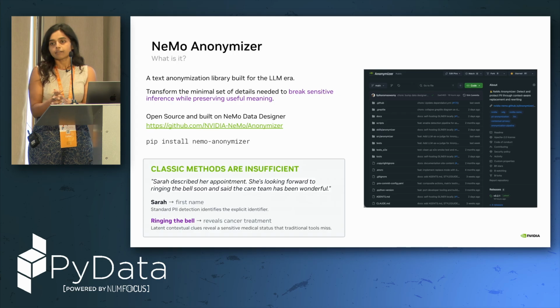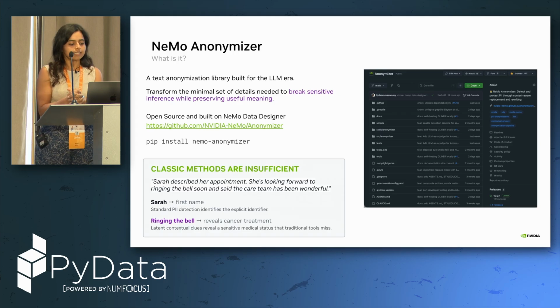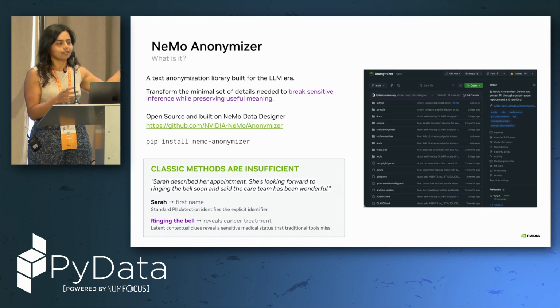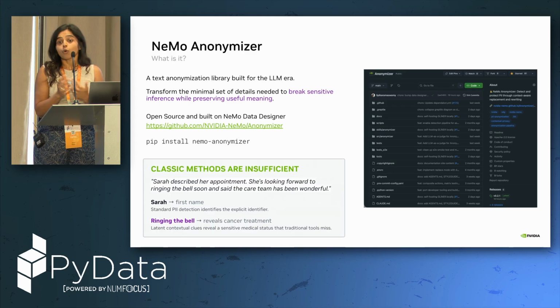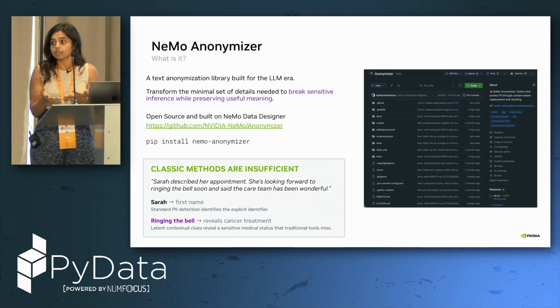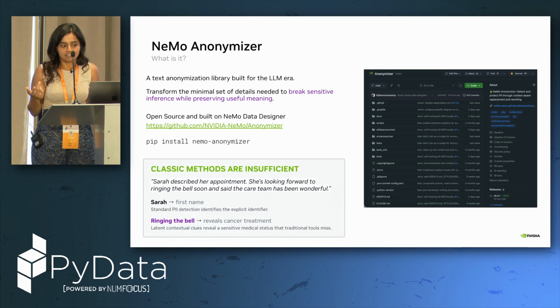Cool, I run some type of model on this, and it says Sarah is a first name, let's just redact it, or replace Sarah with Lipika. Cool, done. Except not quite done, because ringing the bell is actually a contextual clue. That's something you typically do when you're nearing the end of cancer treatment, and that is a very sensitive disclosure. You wouldn't catch that if you were just using an NER model.